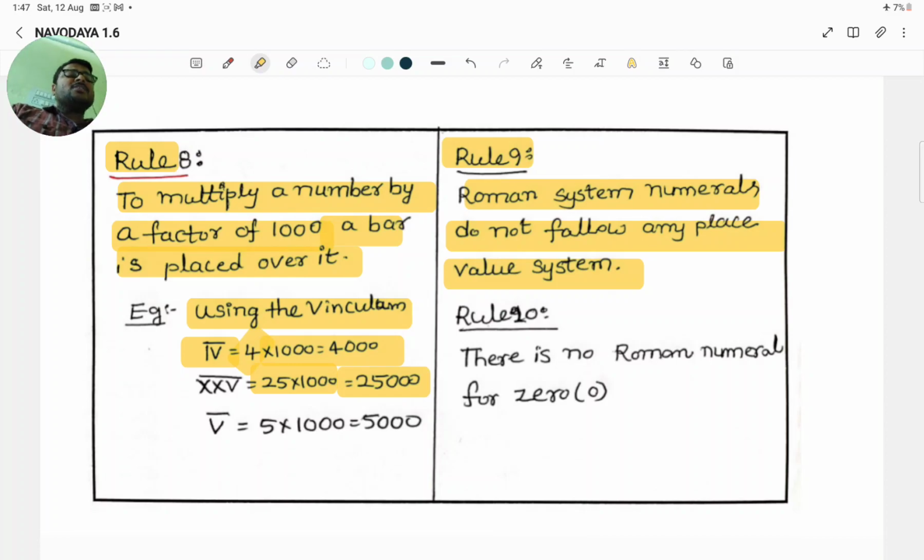Okay, next, the last rule, number 10. Here according to the Roman system, there is no value of 0 in numerals. When you observe the Roman numerals, for 0, no value is present in the Roman system.